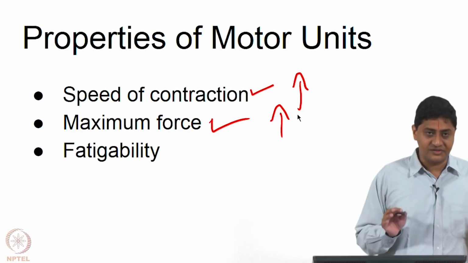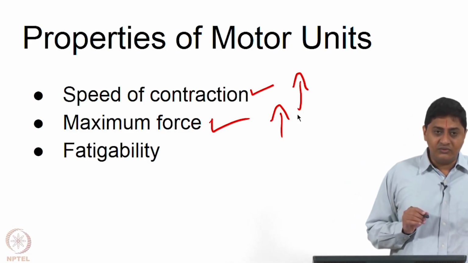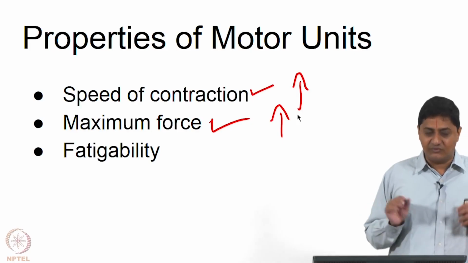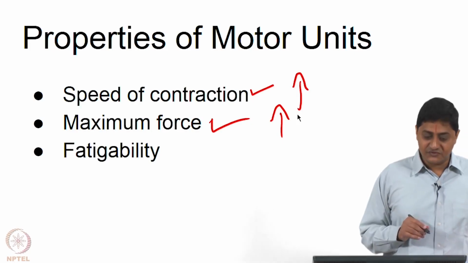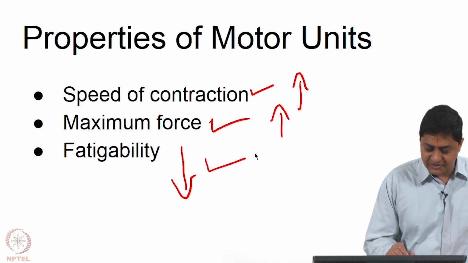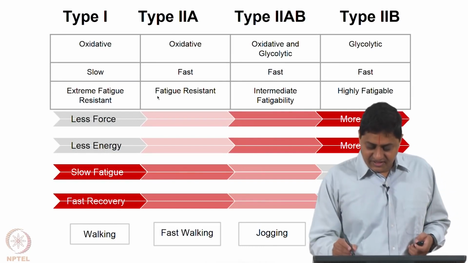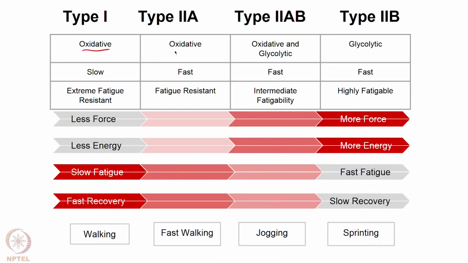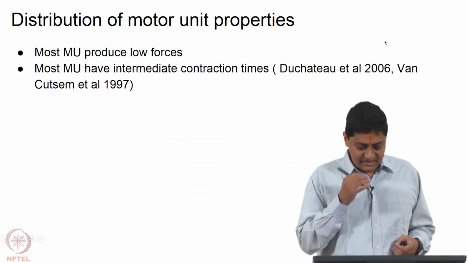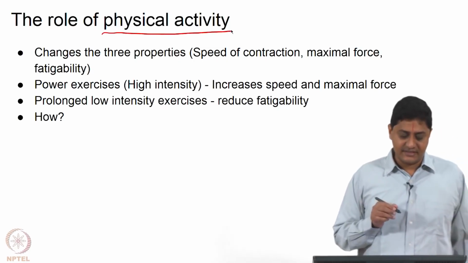Fatigability. In fatigability, I want to have the least fatigue while I am doing tasks. So here more is not good, whereas less fatigability is good. We saw these are the types and we discussed this, so it changes between oxidative and glycolytic. One method to change this is physical activity or exercise.